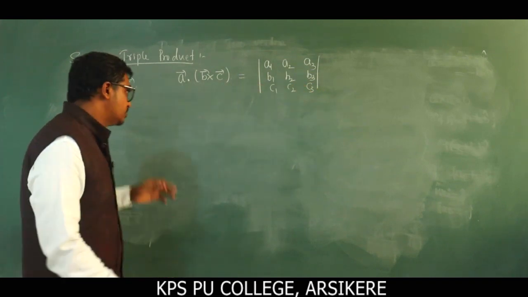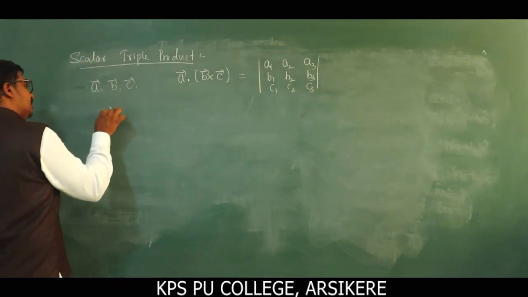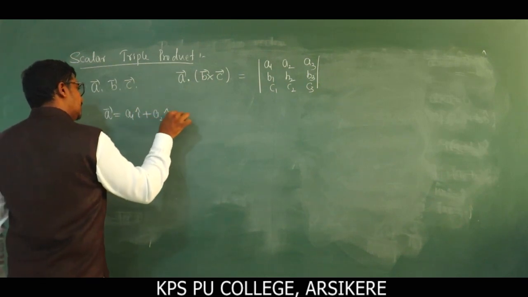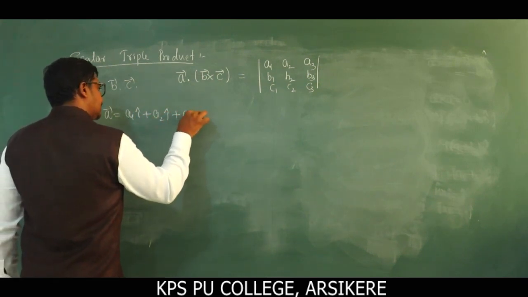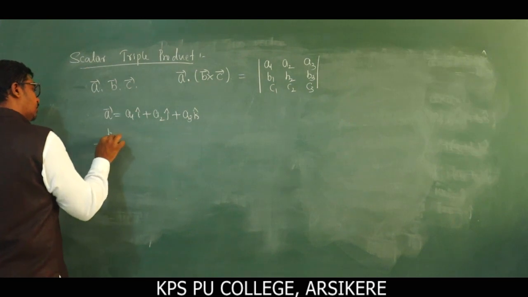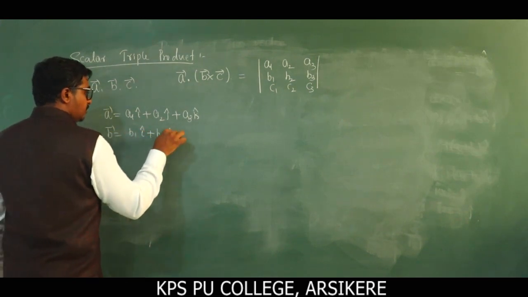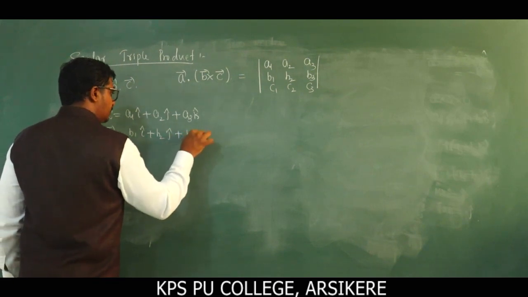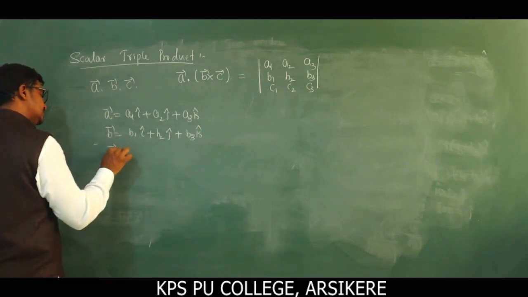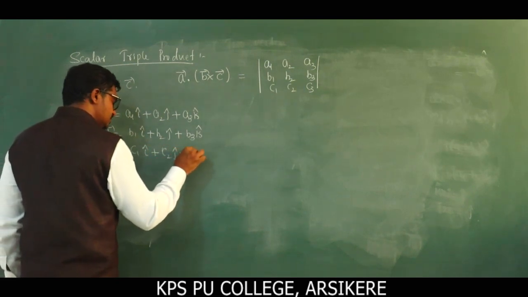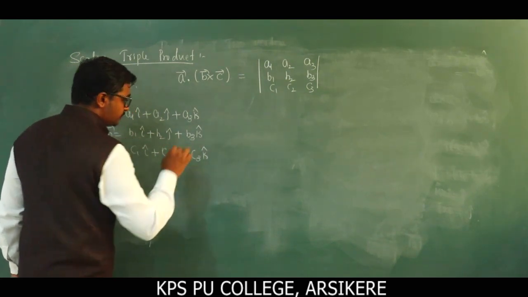Suppose vector a is equal to A1 into i cap plus A2 into j cap plus A3 into k cap, and vector B is equal to B1 into i cap plus B2 into j cap plus B3 into k cap, and vector C is equal to C1 into i cap plus C2 into j cap plus C3 into k cap.